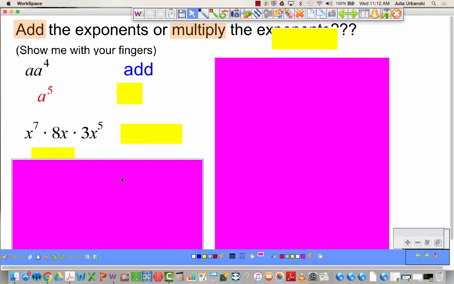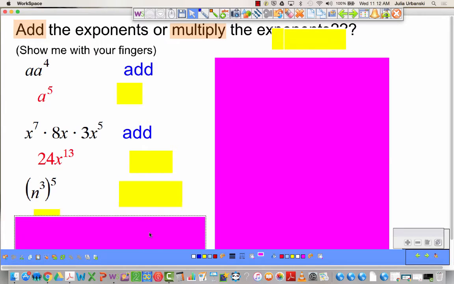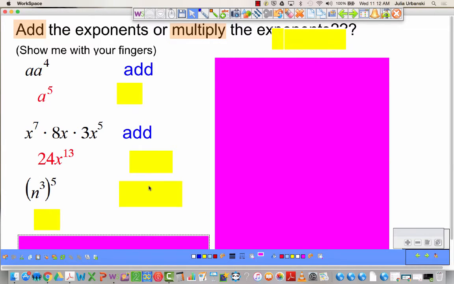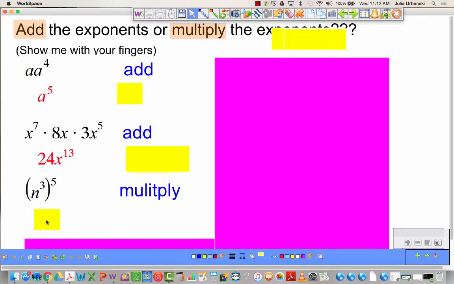This one, do we add the exponents or multiply? Add them, because they're all separate. 7 plus 1 plus 5, to the 13th. This one, do we add them or multiply? Multiply. And it becomes n to the 15th.